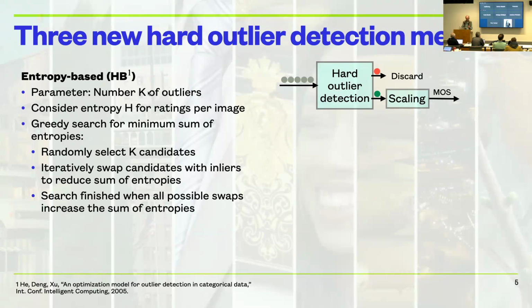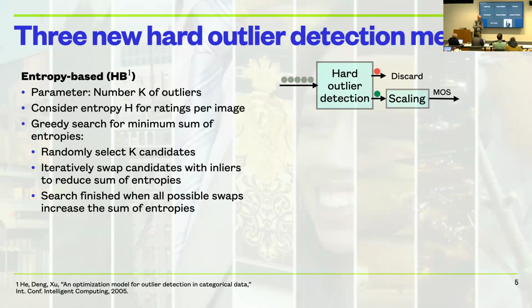So we say 5 outliers should be identified, and then the remaining inliers should have a minimal entropy for the ratings per image. Each image has a distribution of the ACR ratings 1, 2, 3, 4, 5, and that has an entropy. If the entropy is low, the distribution is just peaked, and so the consensus is high. If the entropy is maximal, then we have a uniform distribution, and there's no good consensus for this image. So a low entropy is good.